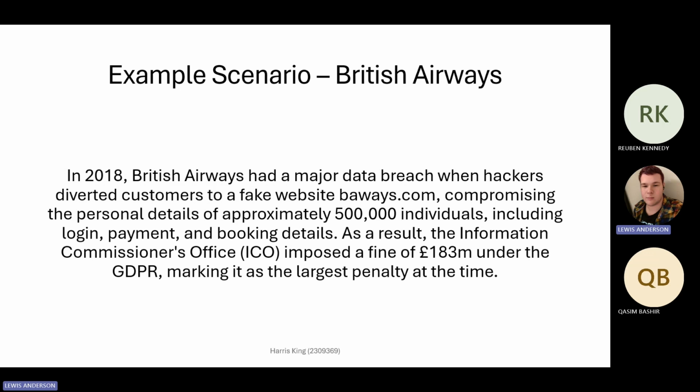So an example of where the GDPR is applied was in an incident in 2018 where British Airways was breached by a group of hackers who diverted customers to a fake website, which then compromised all of their login, payment and booking details of over 500,000 people, which resulted in the ICO fining British Airways 183 million.